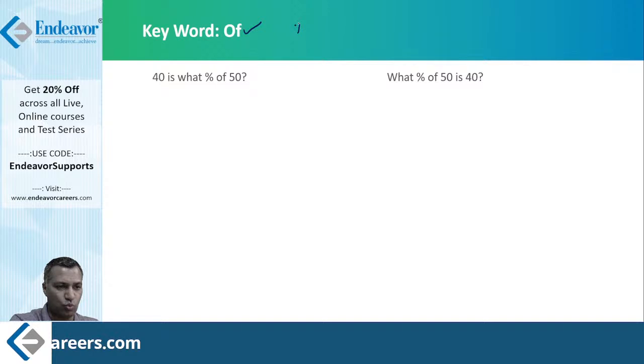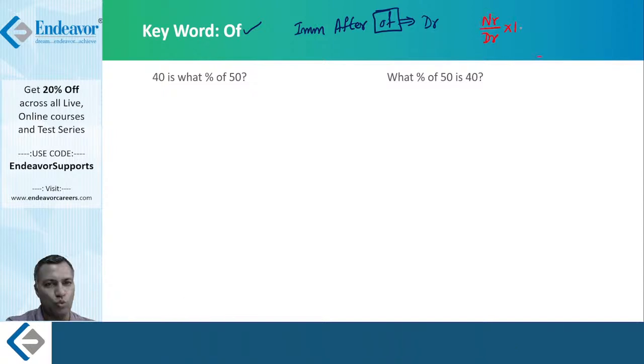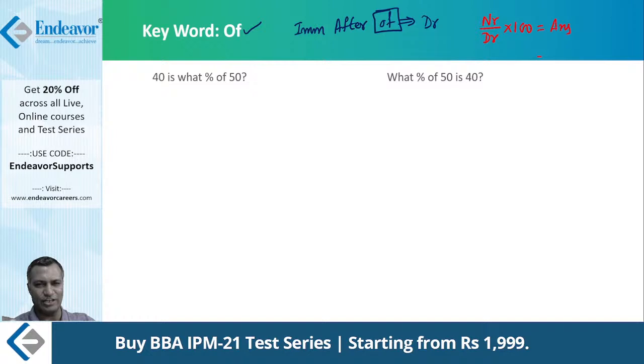While doing a percentage calculation, what kind of structure do you get when you are writing it? This is the structure: you will have some numerator, you will have some number in the denominator, into 100, which becomes your answer. Ultimately, in all likelihood, this is the calculation that we get.